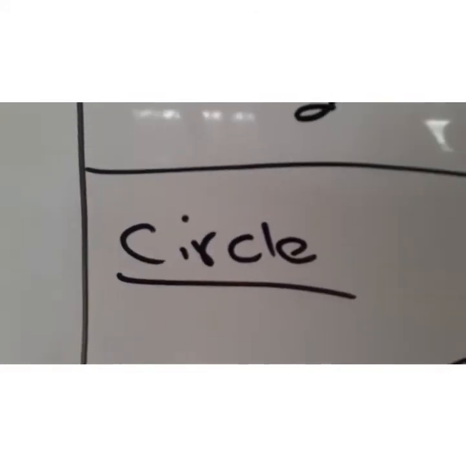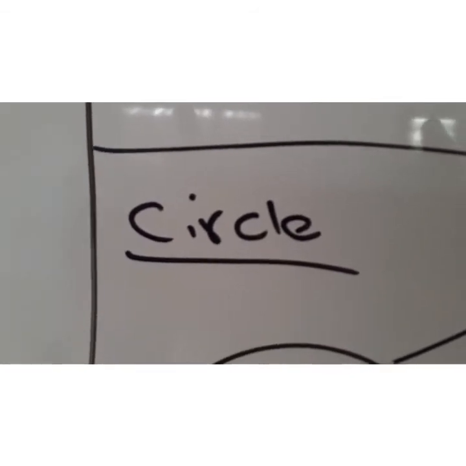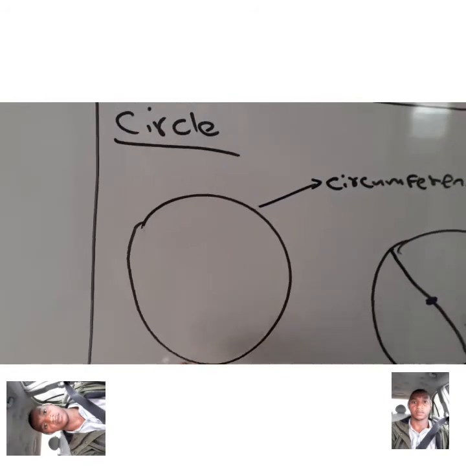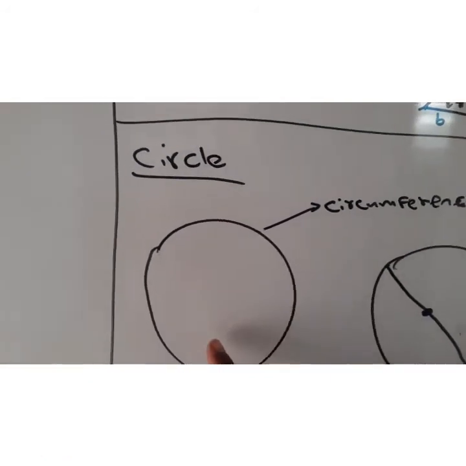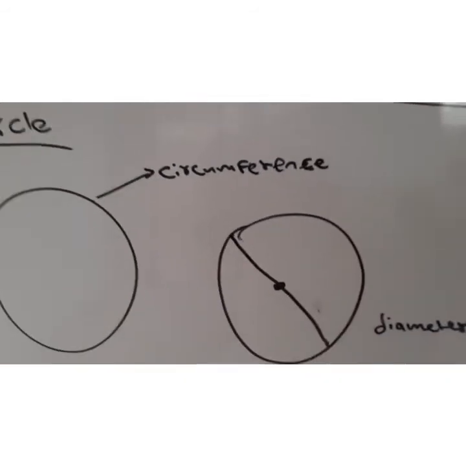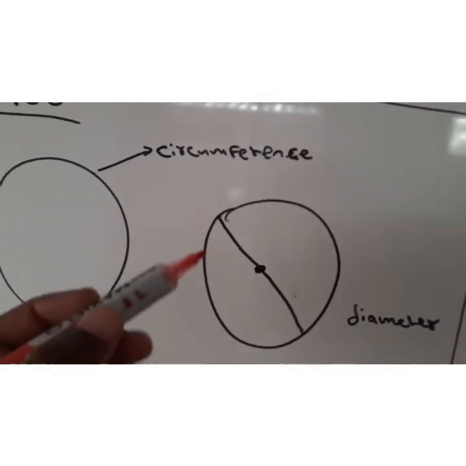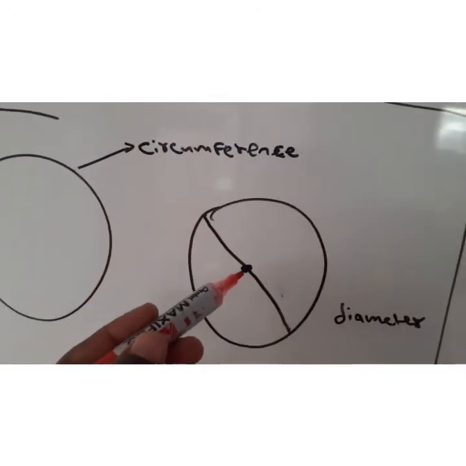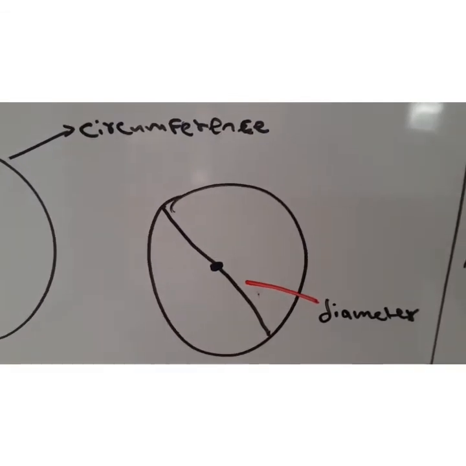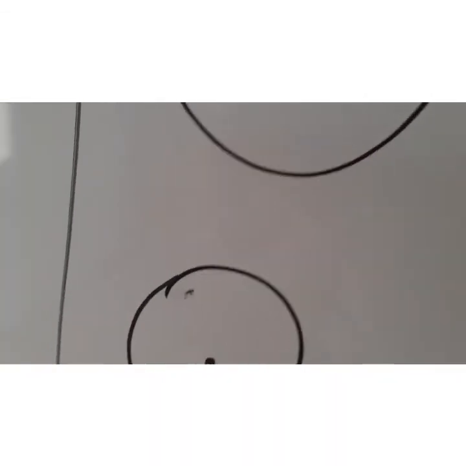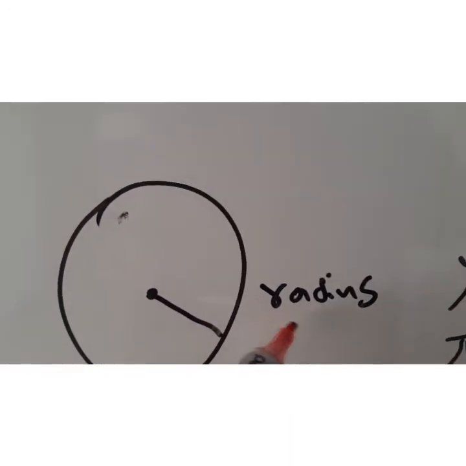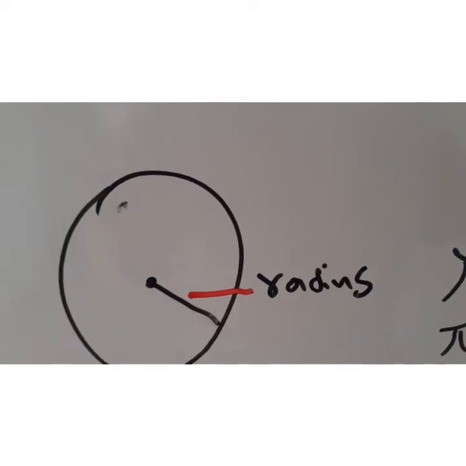Okay, so this is another troublesome one. A circle. In order to understand this, let me first explain. This would be your circle. Now the outer part of the circle, as you can see right there, is referred to as the circumference. Now the line that starts from the outside of the circle, passes through the center to the outside of the circle, is referred to as the diameter. Then again, there is another line that starts from the center of the circle to the outside of the circle. That line is referred to as the radius.